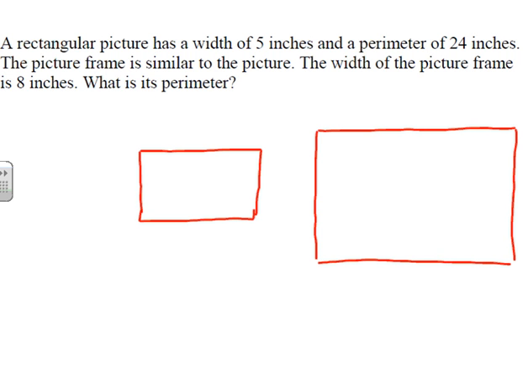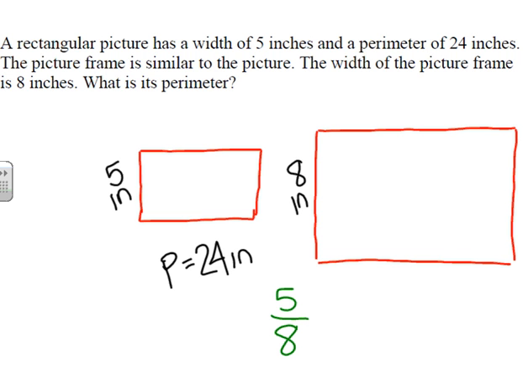Okay, it tells us that the picture has a width of 5 inches, so that's the shorter side, and a perimeter of 24 inches, so we'll label that down below. The picture frame is 8 inches, and we want to know the perimeter of the frame. So we'll do a between figure relationship, 5 over 8, so small side compared to large side, equals small perimeter over large perimeter, so 24 over x.